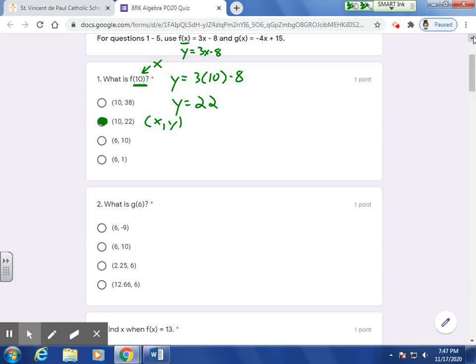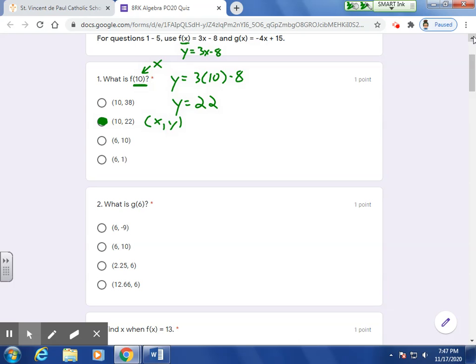And you know what? I'm going to be using these equations further on down the line, so I don't keep having to scroll up and see what they were, because with my memory, I'm going to write them down on the whiteboard over here. So we have 3x minus 8 for f of x, and negative 4x plus 15 for g of x. Okay, what is g of 6?